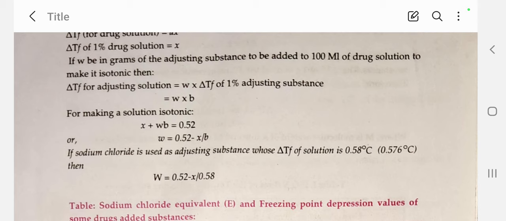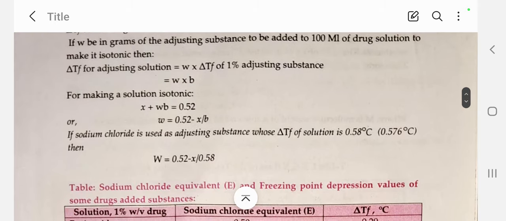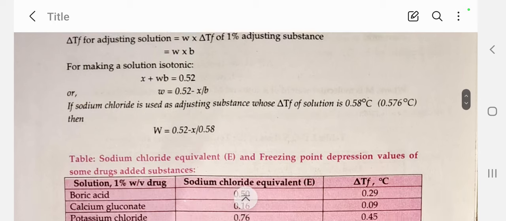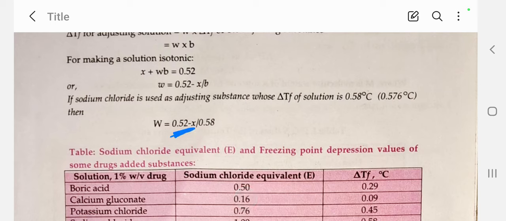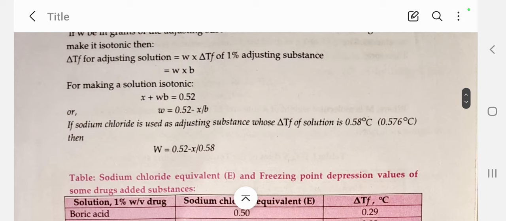Otherwise, we can write it like this if sodium chloride is used as the adjusting substance. For example, here they didn't mention the name of the adjusting substance. Suppose we consider sodium chloride as the adjusting substance, whose delta TF of solution is 0.58 degrees Celsius. Then we can write W is equivalent to 0.52, the constant we have to maintain for isotonicity, minus X, divided by B, which is the delta TF of solution, 0.58. This is the answer for sodium chloride as adjusting substance.